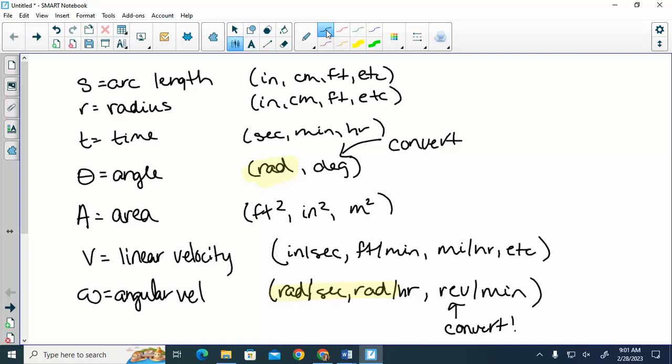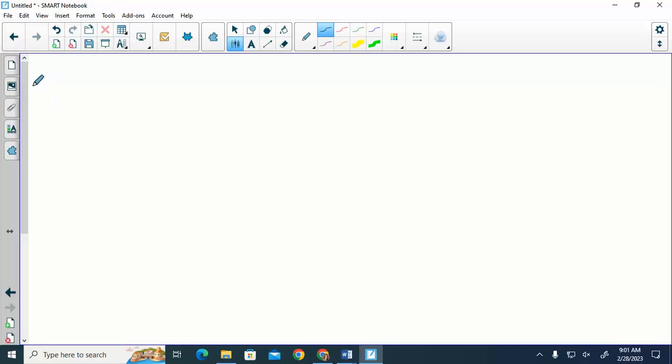So let's look at number 1. We want the linear velocity, so that's V, of a wheel with a radius of 7 inches, which rotates 9 RPM. RPM, I should have spelled it out. That means revolutions per minute. RPM is something you see in the real world a lot. Mechanics, they talk about RPMs a lot. So it means revolutions per minute.